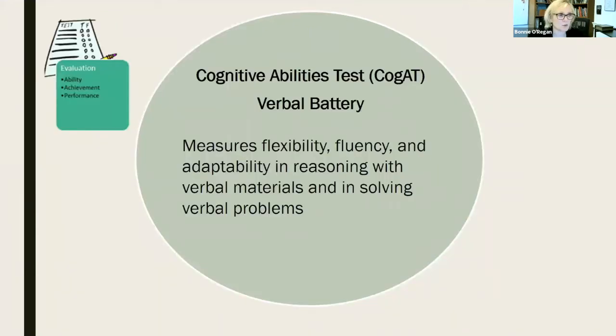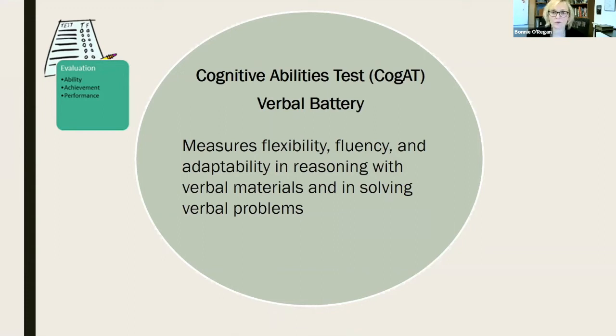For the ability test, we look at the cognitive abilities test. This is a change from previous years. Previously, the cognitive abilities test was given to all grade 2 students, and then we used that as part of our screening, and we used those scores within our evaluation process. This year, not all grade 2 students took the full cognitive abilities test. Instead, students who are being recommended for possible pull-out enrichment for reading will take the verbal battery.